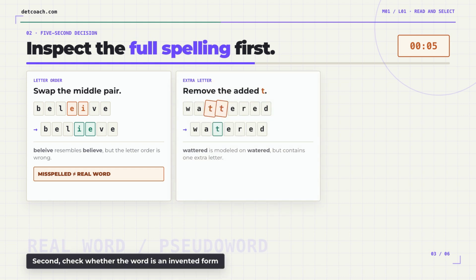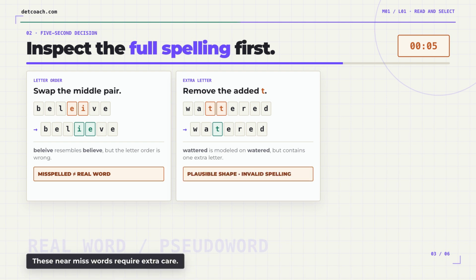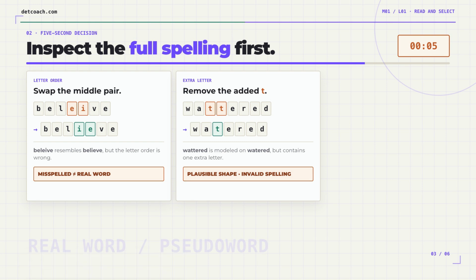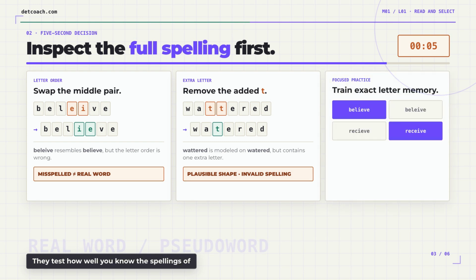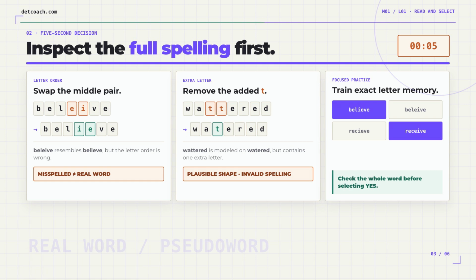Second, check whether the word is an invented form modeled on a real one. For example, watered looks like watered, but it contains an extra letter T. These near-miss words require extra care. They test how well you know the spellings of common words. You can practice this skill with the spelling checks on the DET Coach website.